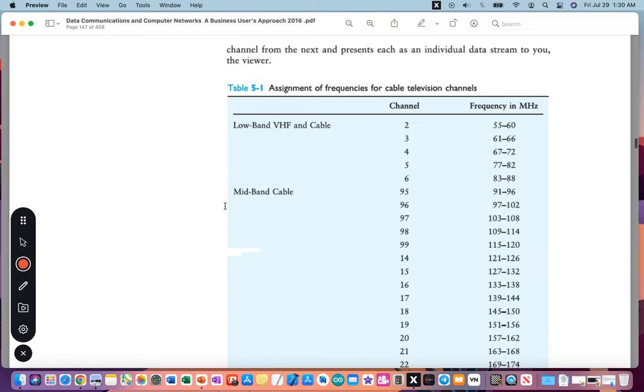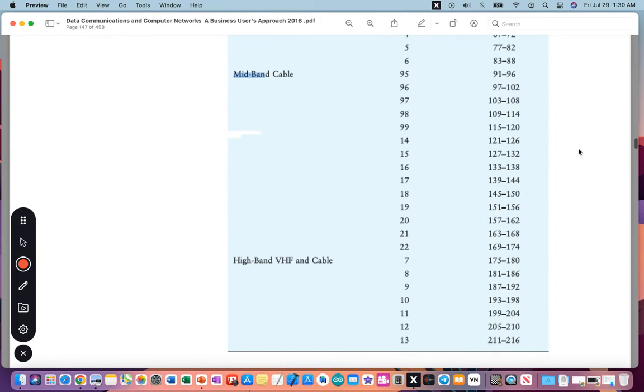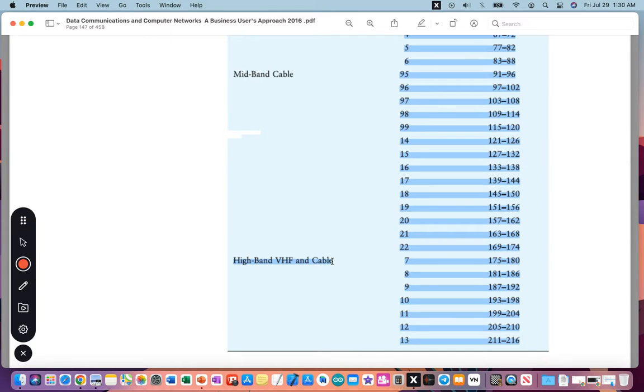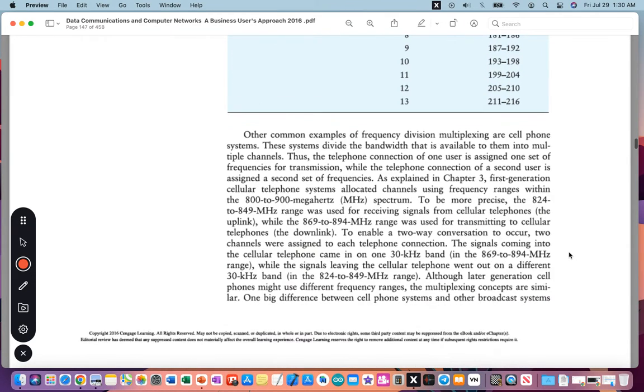Then we have the assignment of frequencies for cable television channels. Low band VHF cable channels, mid band cable channels, and here are the channels and here is the frequency range, and high band VHF channels.